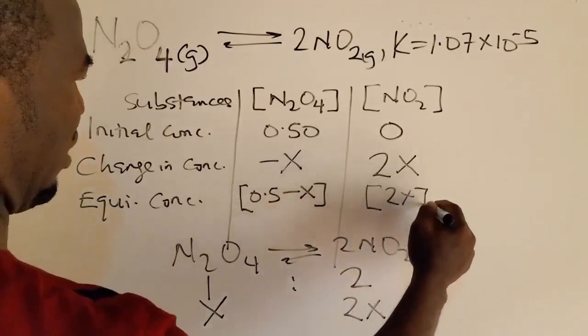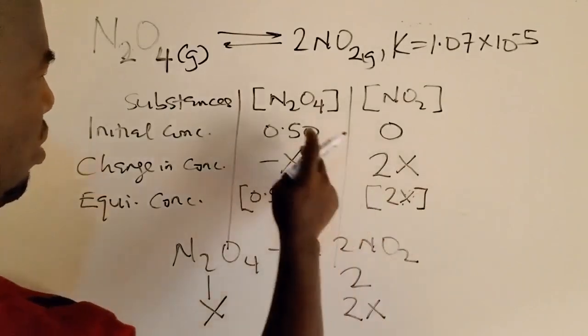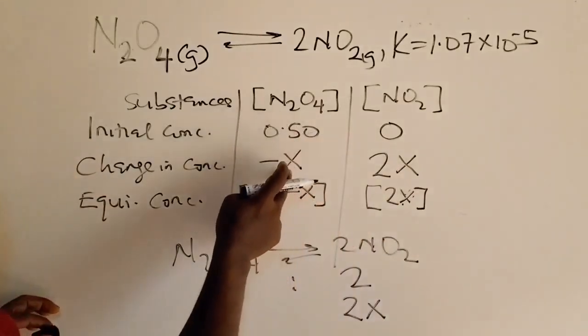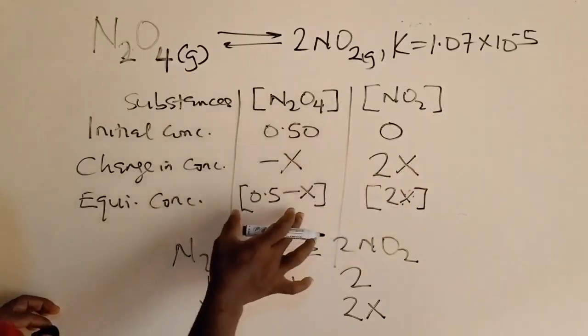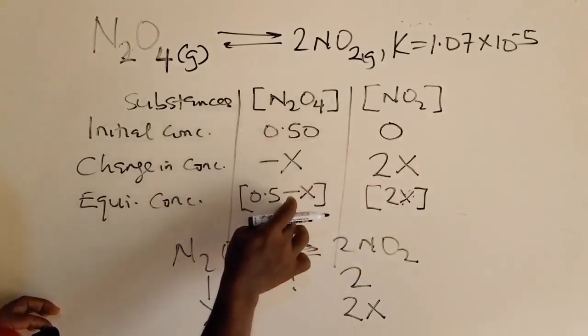Why do we subtract for the reactant? Because the reactant is the initial, the amount you started with. This is the amount that has left the reactant to the product. So what remains at equilibrium is the difference between the two.